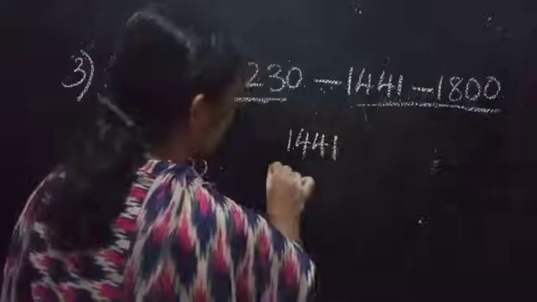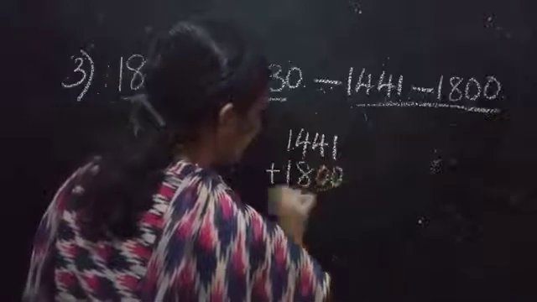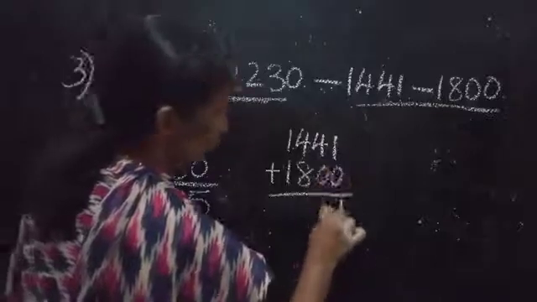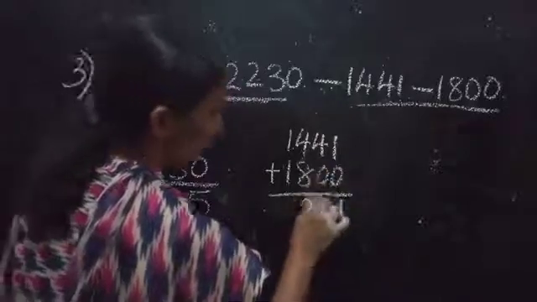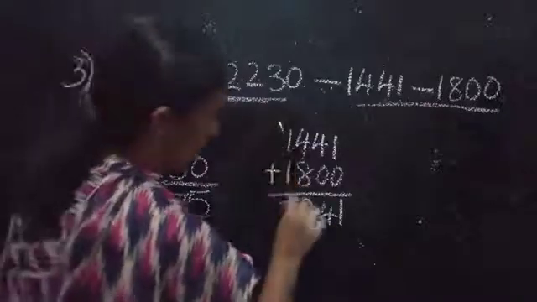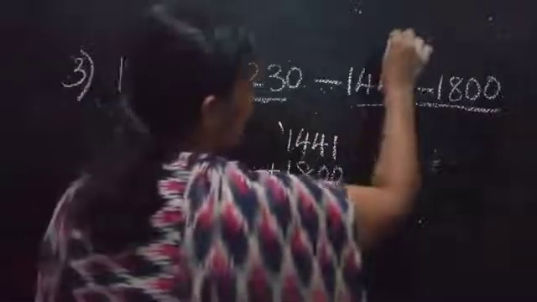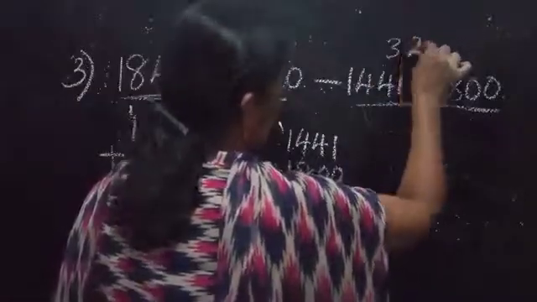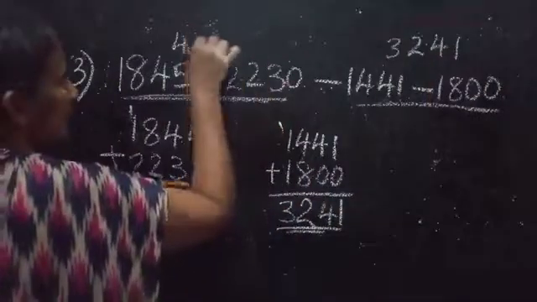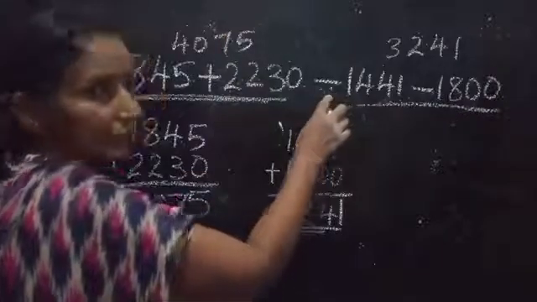1,441 plus 1,800. Okay? 0 plus 1, 1. 0 plus 4, 4. 8 plus 4, 12. 2 here. 1 carried over. 1 plus 1, 2 plus 1, 3. So, the answer is 3,241. Here we get 3,241. Here we get 4,075. And the middle symbol is subtract, isn't it?